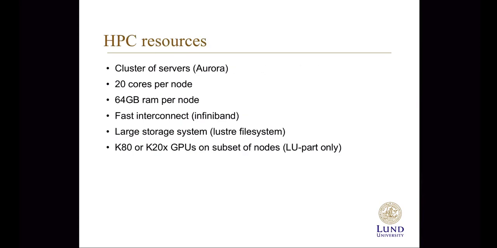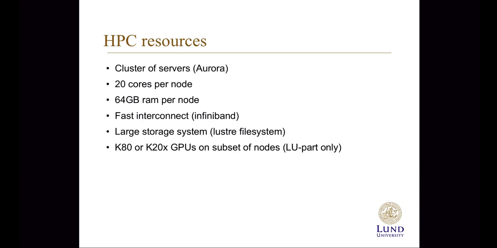So, what do we have? We have a cluster of servers, which is Aurora, with 20 cores per node, 64 gigabytes of RAM per node, roughly 3 gigabytes per core to run with. That's a limitation, and you will run into this. We have a fast interconnect, an InfiniBand, not the latest, but the second latest. We have a really large storage system, in the order of half a petabyte. And we also have K80 and K20 GPUs on a subset of nodes. Those are only available for the ones who have local LU projects, because SNIC is not funding those.